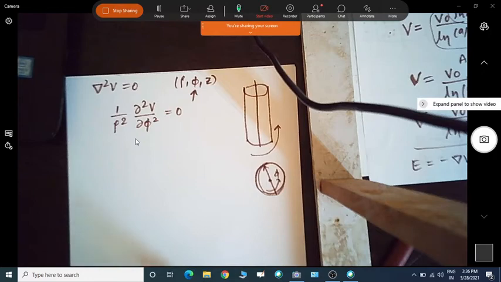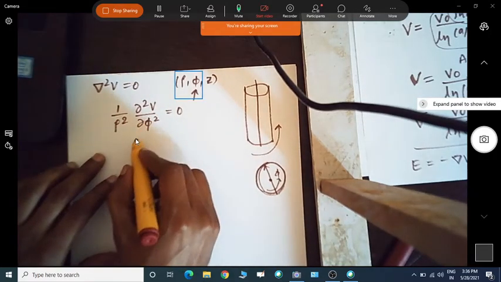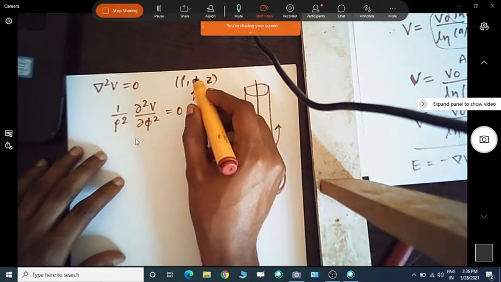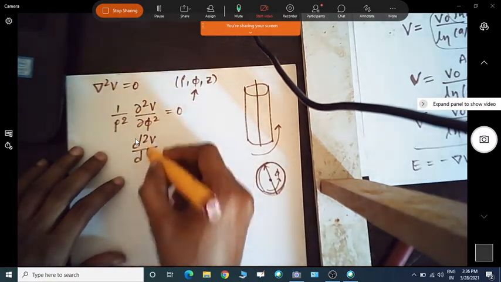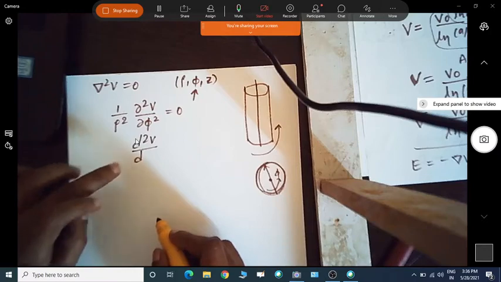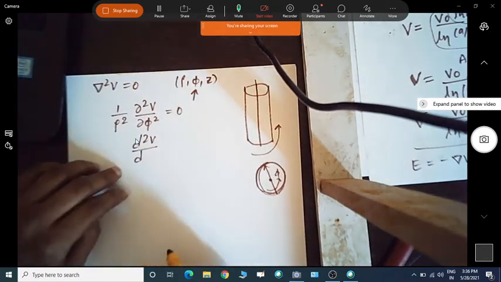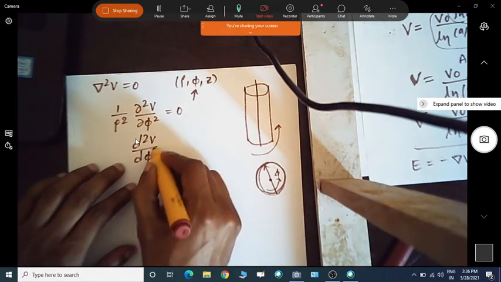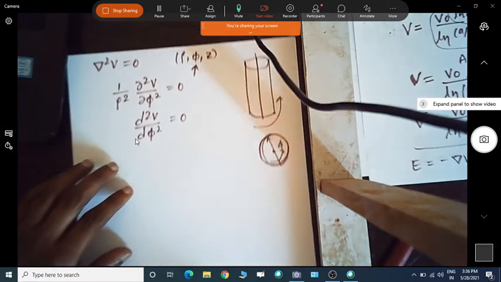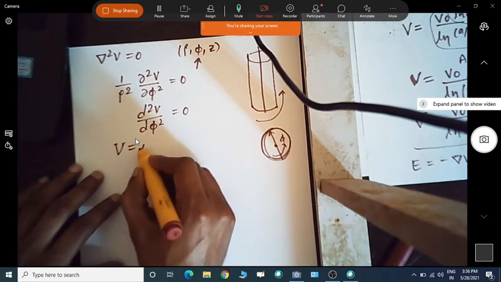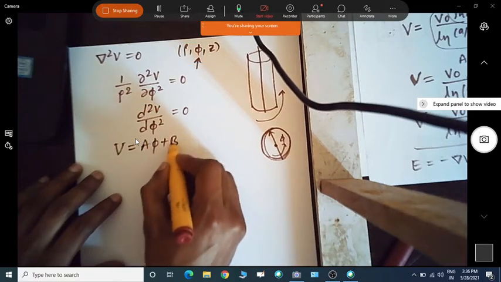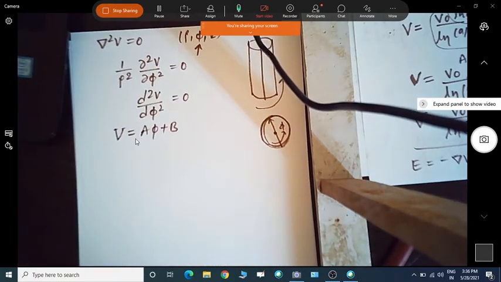Since it depends only on phi, we can replace the partial differentiation with ordinary differentiation: d square V by d phi square equal to 0. Now you do double integration, and you are going to get V equal to A phi plus B. This is what you get for the problem.